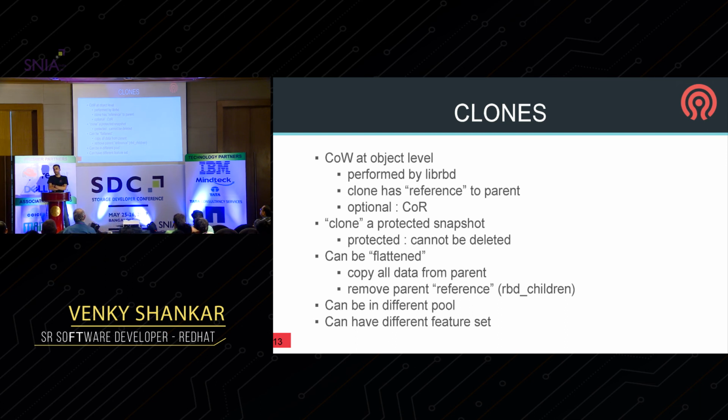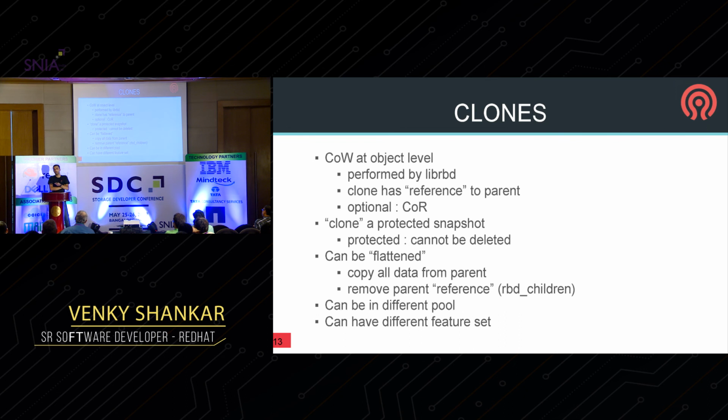Copy on read: even if you do a 4K read, the copy up is actually 4 MB. You do object size copy ups. So initially, if you do random reads here and there on a clone image, and after that you plan to do a write, there's no copy up, so there's no performance impact of that.